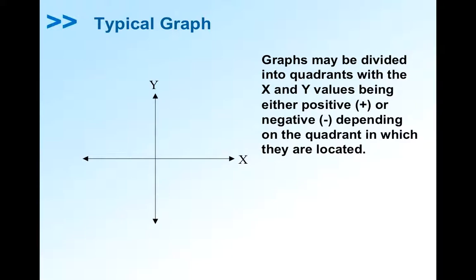So graphs can be divided into quadrants with the x and y values being positive or negative depending on the quadrant they're located in. Let me explain this to you. So, if I'm starting here in the middle, my x is going backwards. So I have a negative x. My y is still going up, so I have a positive y. Now I have a positive x because I'm going forwards, and a positive y because I'm going up. I have a negative x this way and a negative y. Now I have a positive x and a negative y.